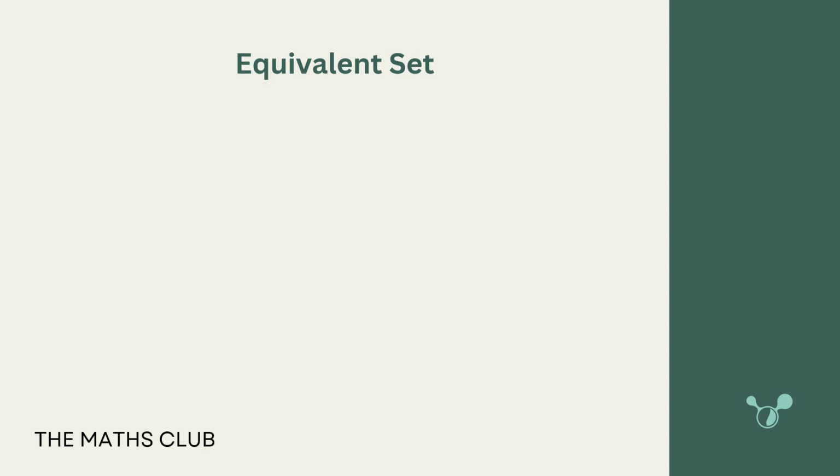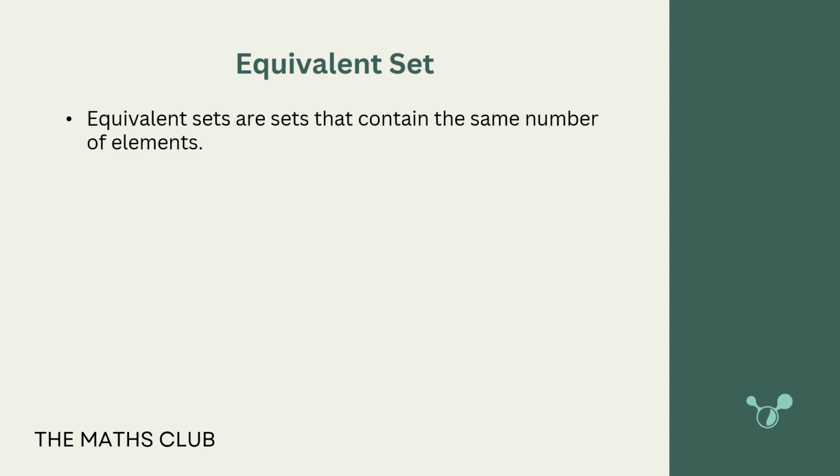The second type of set we're looking at is called the equivalent set. What are equivalent sets? These are sets that contain the same number of elements. So if you count the number of elements in set A, you count the number of elements in set B, and they're the same. What will you say? The two sets are equivalent.